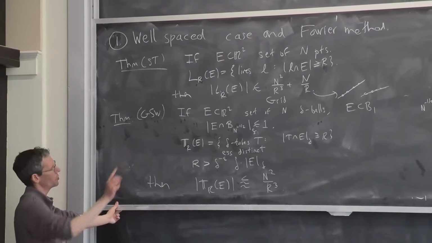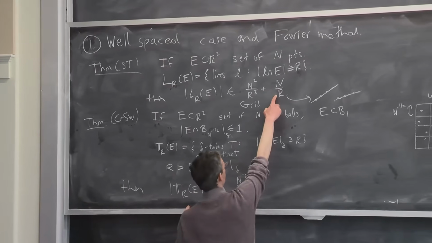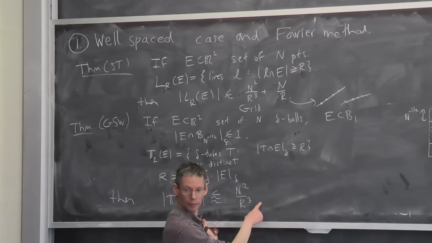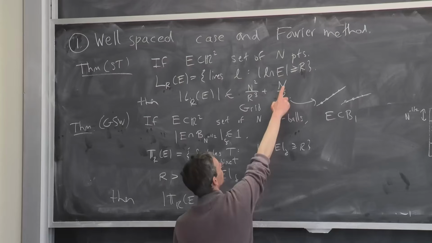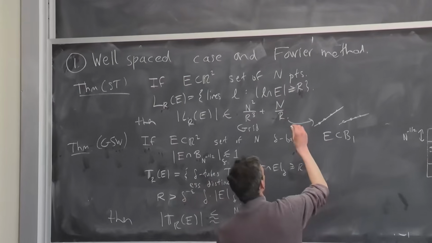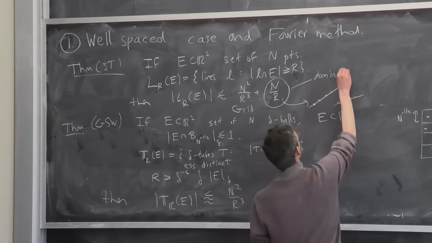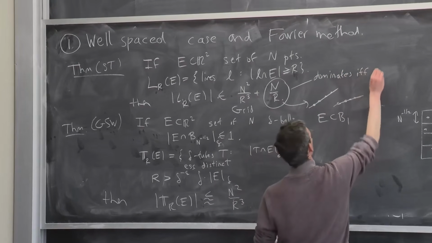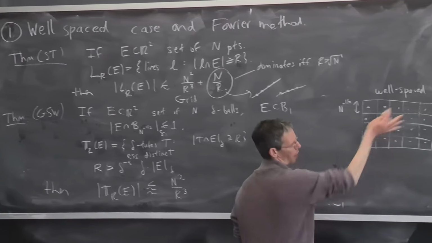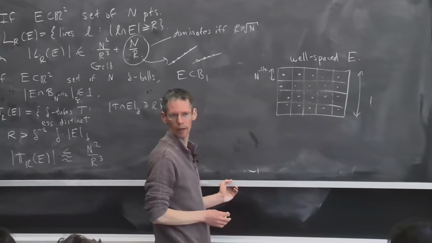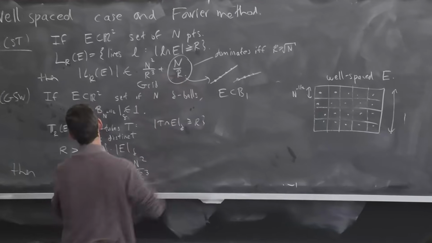OK, let's compare these two theorems. One difference is that in the first theorem, we had an extra term here, which I have not written in the second theorem. And the reason is that this second term is relevant when R is bigger than the square root of n. So the second term dominates if and only if R is bigger than the square root of n. But in the well-spaced case, it's not possible for a tube to have more than square root of n points on it. So this case never arises. OK, so that's why we don't have that.